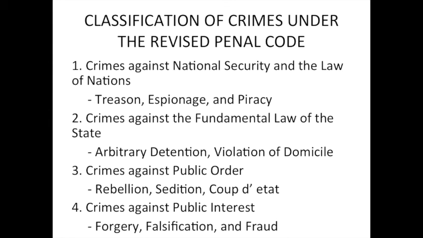Violation of domicile is similar to trespassing. So, ito yung ginagawa ng mga police, trespassing ng mga police or any law enforcement group. So, you will later on know kung ano yung differences between illegal detention, arbitrary detention, violation of domicile, and trespass to dwelling. Okay, next is crimes against public order. Rebellion, sedition, kudita. Okay? So, okay, against public order.